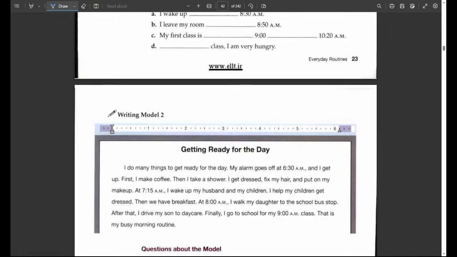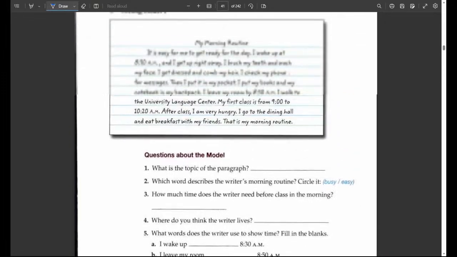Getting ready for the day. I do many things to get ready for the day. My alarm goes off at 6:30 and I get up first, make coffee, then I take a shower. I get dressed, fix my hair and put on my makeup at 7:15 a.m. I wake up my husband and my children. I help my children get dressed, then we have breakfast at 8 a.m. I walk my daughter to the school bus stop. After that, I drive my son to daycare. Finally, I go to school for my 9 a.m. class. That is my busy morning routine.